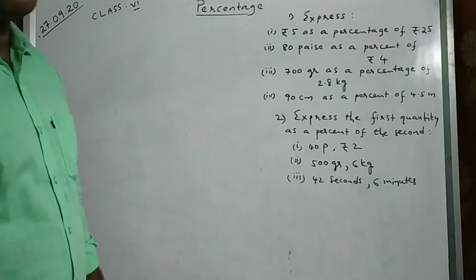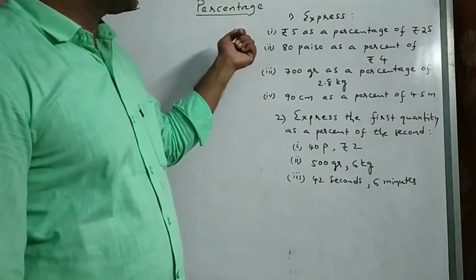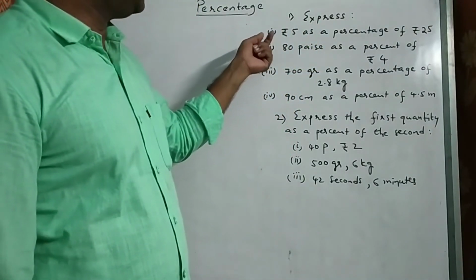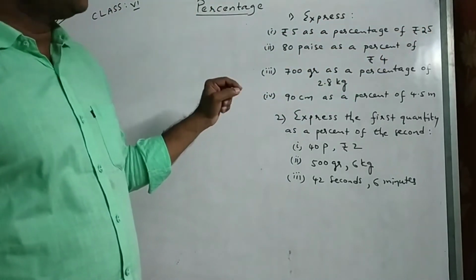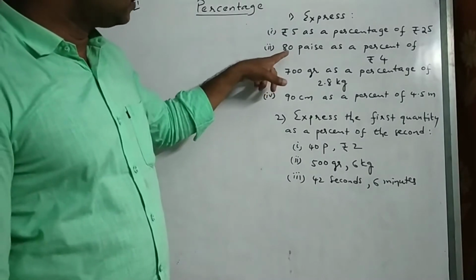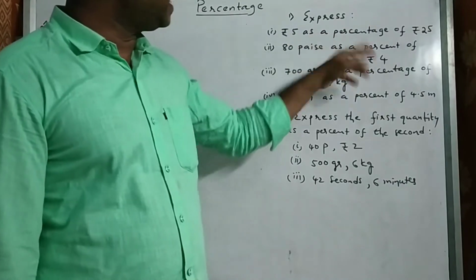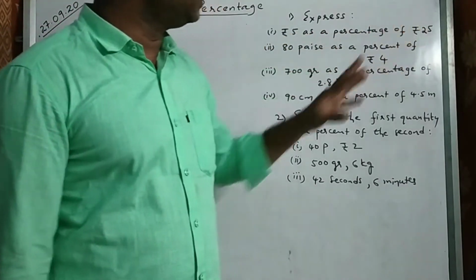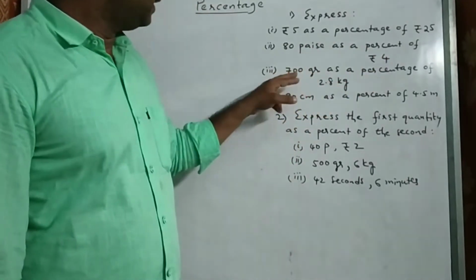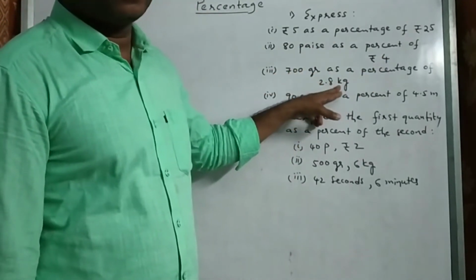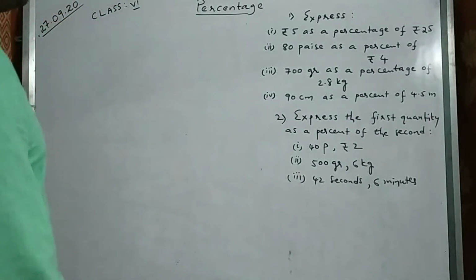So here we must remember one thing. Whenever we express percentage, both quantities must be of the same kind. So this is paise, this is rupees 4. So change them into same quantities. Here rupees 5, rupees 25, no problem. Here 80 paise, this is in rupees. Here grams, here kilograms. Must be changed. Centimeter, meter should be changed. Okay, let us see.